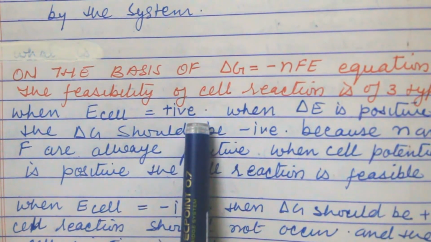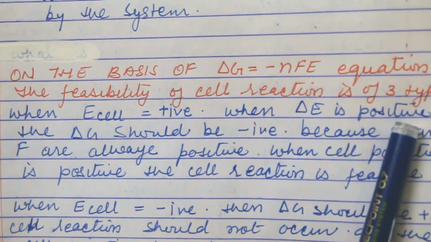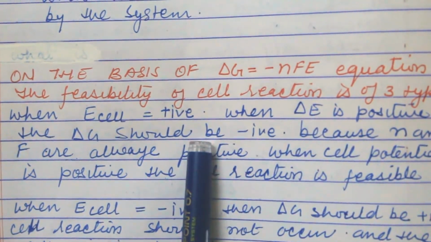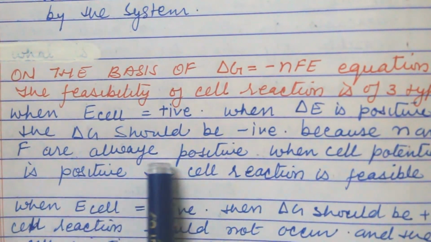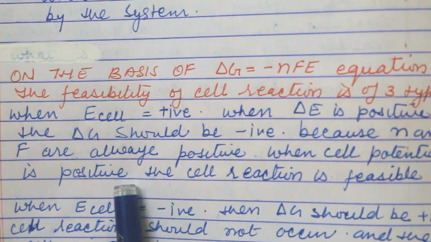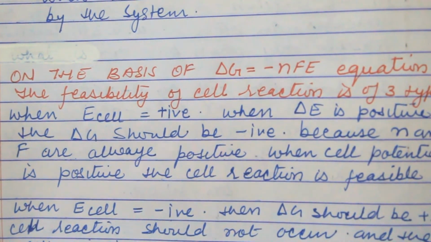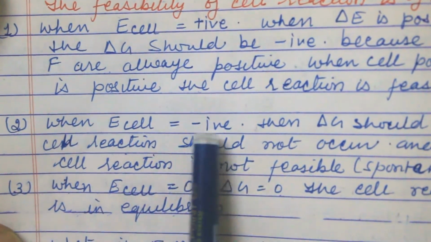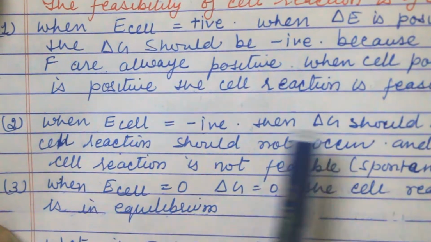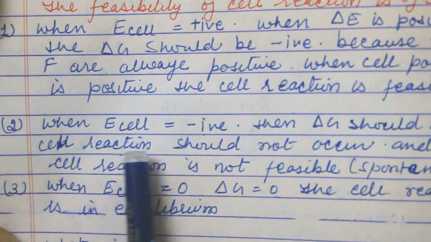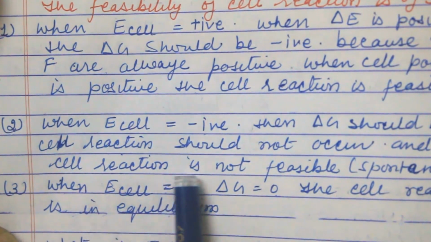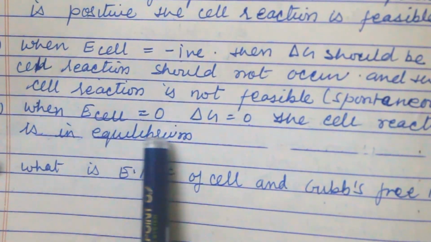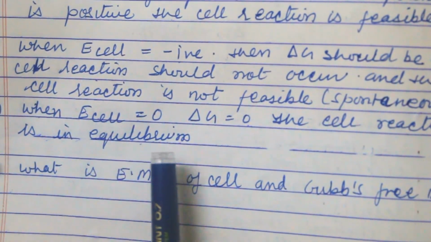the feasibility of the cell reaction is of three types. First, when E cell is positive, then delta G is negative, because n and F are always positive. When cell potential is positive, the cell reaction is feasible, that is spontaneous, meaning it takes place automatically. The second condition is when E cell is negative, then delta G is positive. The cell reaction is not feasible, that is not spontaneous, and does not take place by itself. When E cell is 0, delta G is 0, and the cell reaction is at equilibrium.